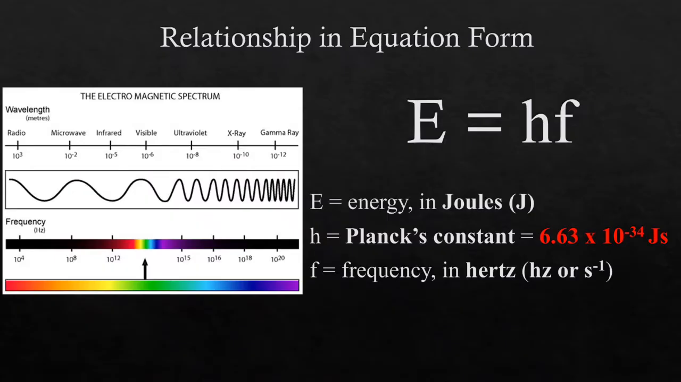Next, we're going to relate energy and frequency. So the equation is E equals h times f. So E is energy, and the unit for energy is joules.